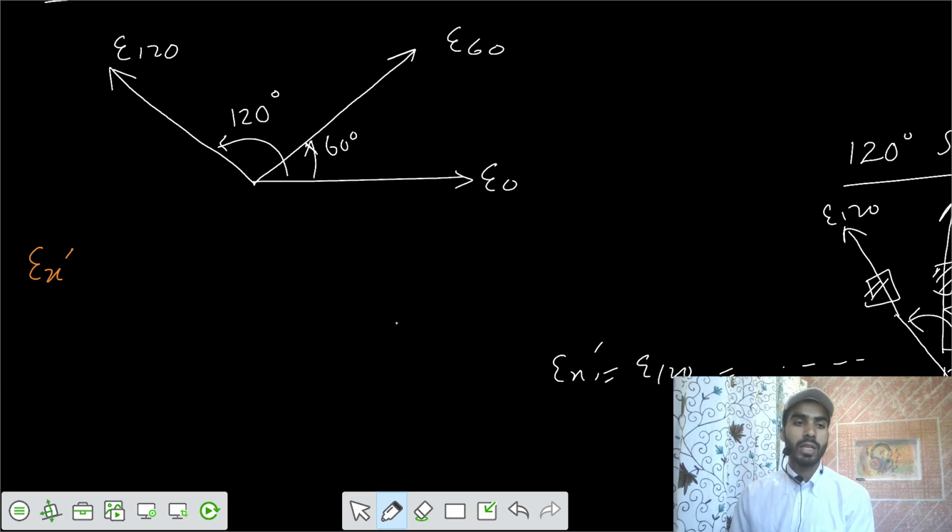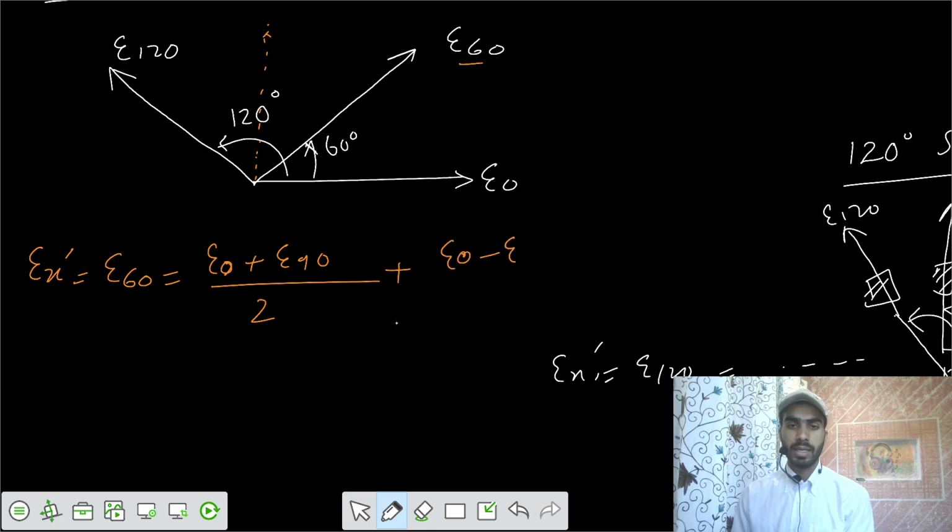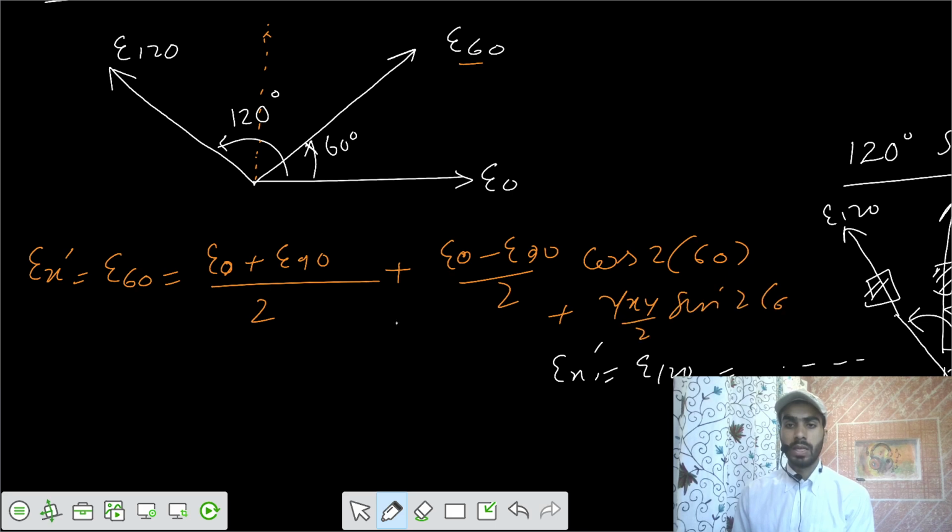If you write EX dash, let's say this is EX dash, we can write E60 equals EX plus EY by 2, but we don't know the value of E90, so this is also our unknown. So we can write E0 plus E90 by 2 plus E0 minus E90 by 2 cos 2 theta plus gamma XY by 2 sine 2 theta. So we have the two unknowns here: E90 is unknown, and gamma XY is also unknown. So we have two unknowns, and we need two equations.